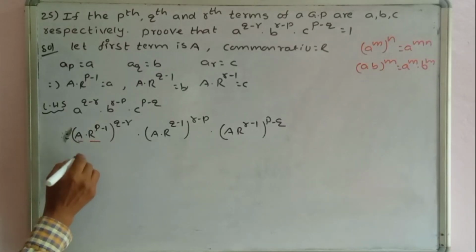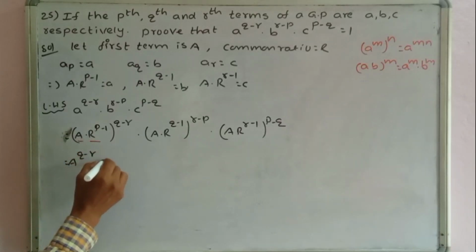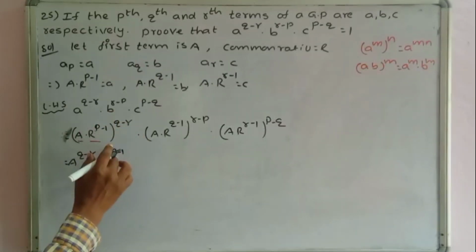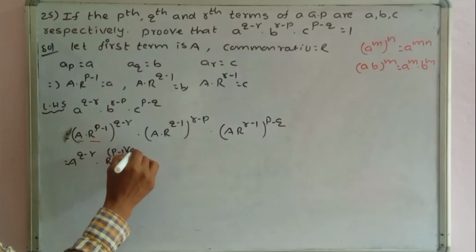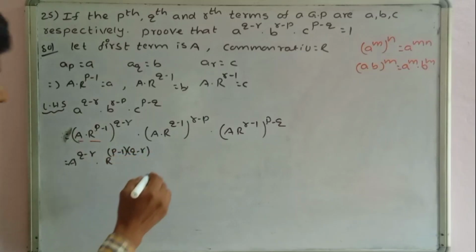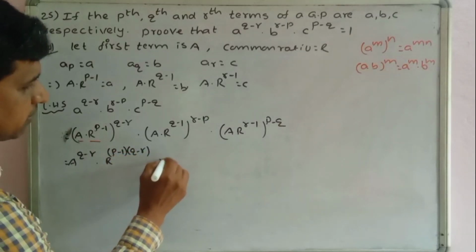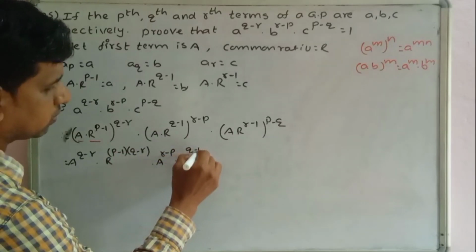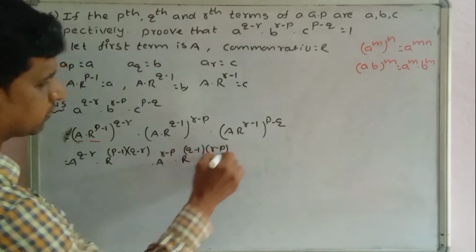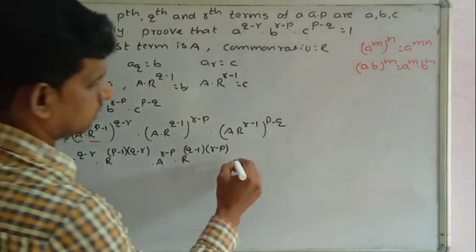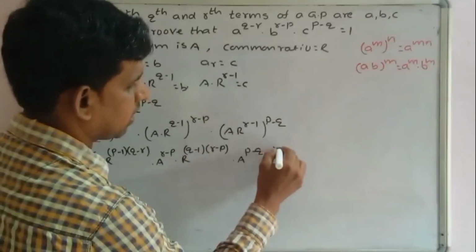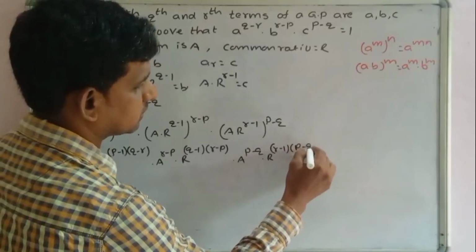So A power Q minus R into R power P minus 1, now this is of the form A power m whole power n, A power mn. So P minus 1 into Q minus R. Next into A power R minus P into R power Q minus 1 into R minus P. Next into A power P minus Q into R power R minus 1 into P minus Q.